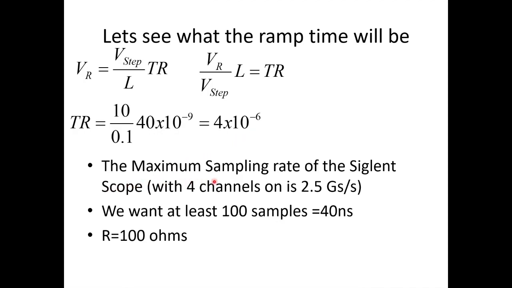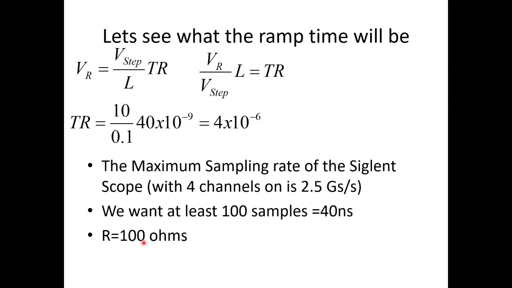The maximum sampling rate of the Siglent scope with 4 channels is 2.5 gigasamples per second. We want at least 100 samples. That means our T ramp has to be about 40 nanoseconds long. So if we take this TR, divide by 40 nanoseconds, that gives us a resistance of 100 ohms. Now, we have done 100 ohms in the past.